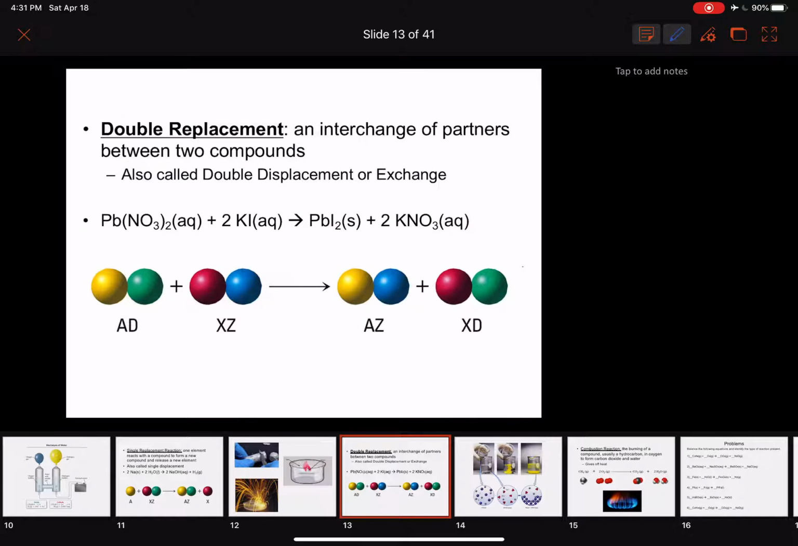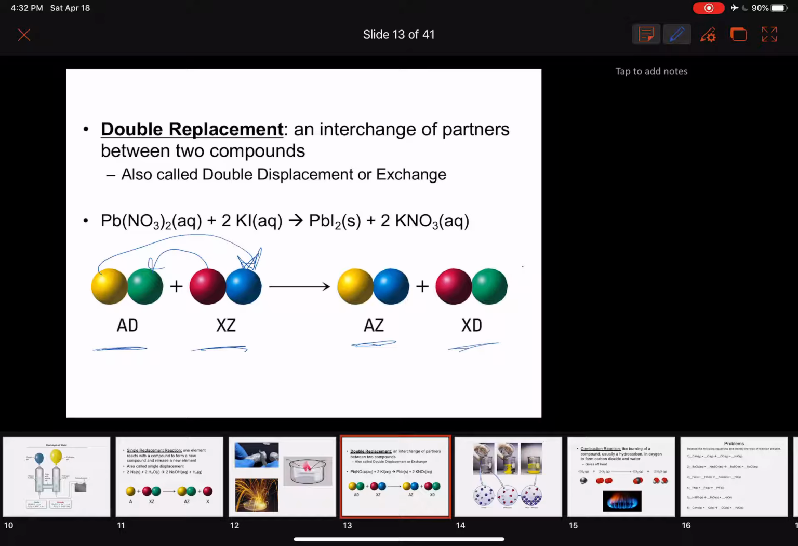Okay, so the next reaction we have is a double replacement. So this means that you have 2 compounds and they're going to switch partners. So you can see that A gets together with Z and X gets together with D, and they form new partnerships. This is also called double displacement, or it's called an exchange reaction. You'll see it called all 3 of those.